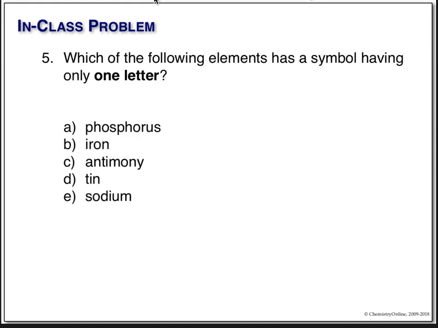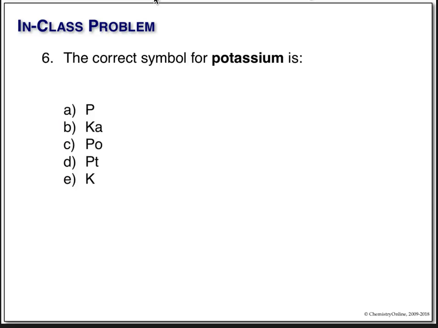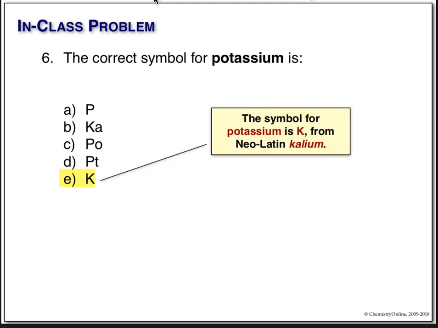And finally, oh, not quite finally, which of these has one letter? We said that iron had Fe, antimony was Sb, tin was Sn, sodium is Na, phosphorus is a P. The one that everybody gets confused is phosphorus and potassium. Which is potassium? Potassium is a K. Any questions?